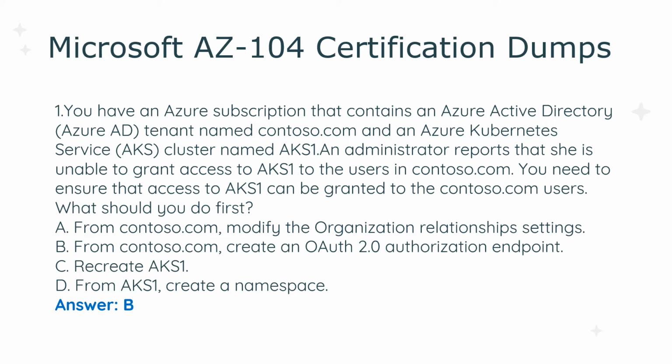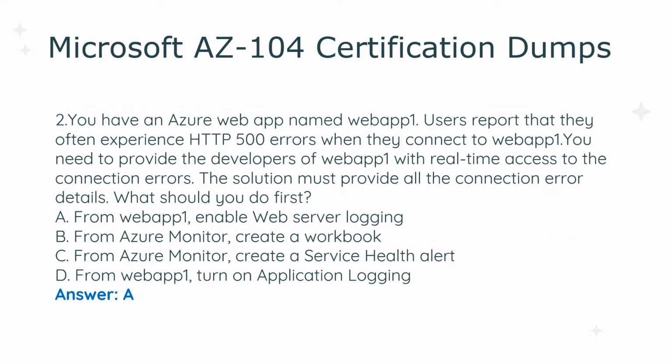A. From Contoso.com, modify the organization relationships settings. B. From Contoso.com, create an OAuth 2.0 authorization endpoint. C. Recreate AKS1. D. From AKS1, create a namespace. Answer B.